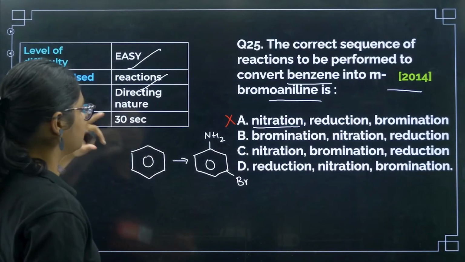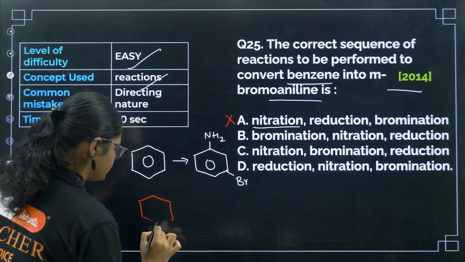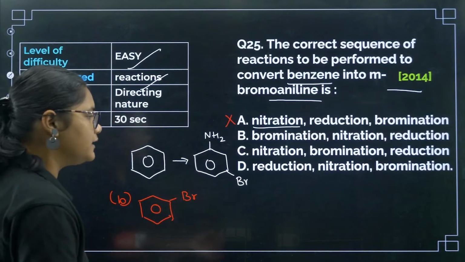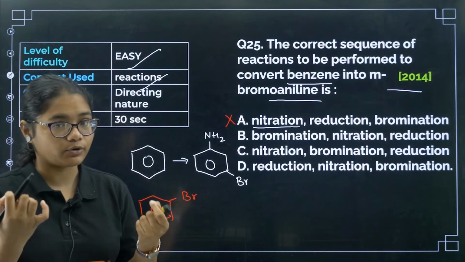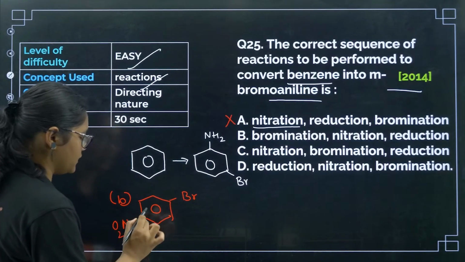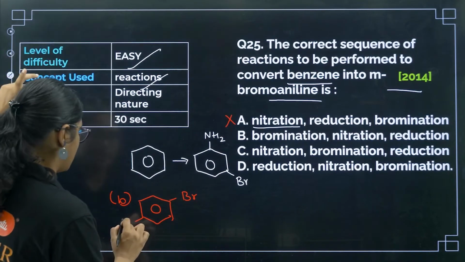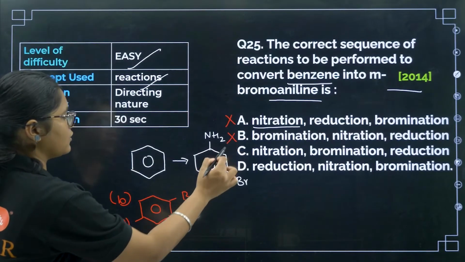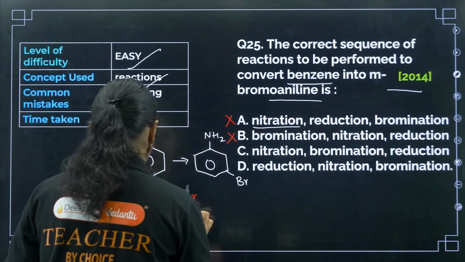Now let us see the second one, option B. First I did bromination, anywhere I just added. Then I did nitration. Bromine is an electron withdrawing group, but it is ortho para directing. After bromination, if I do nitration, NO2 will come here, and then after reduction I will get NH2. So this is also not giving me the required product, so option B is also incorrect, and I cannot take that either.